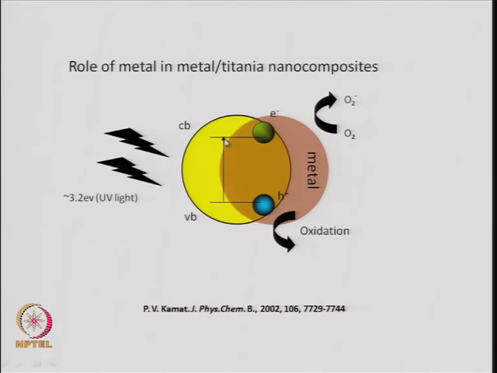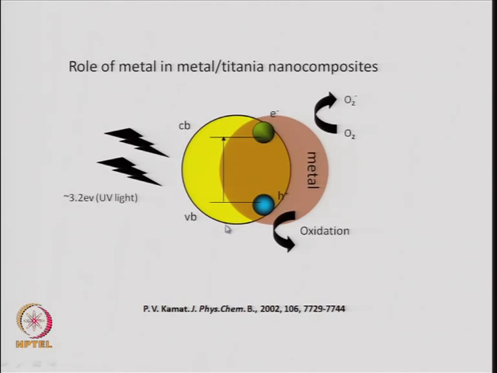TiO2, and when you create electrons here then another property of the metal is that it can quickly take away the electron, and then it can reduce any species, for example, oxygen gas can be reduced to this kind of superoxide ion. Now, this reduction is possible because the electron generated in the conduction band of titania or TiO2 is quickly transferred to the metal, and the electron in the conduction band of the metal will reduce this oxygen, and the hole which is in the valence band can be used to oxidize some species.